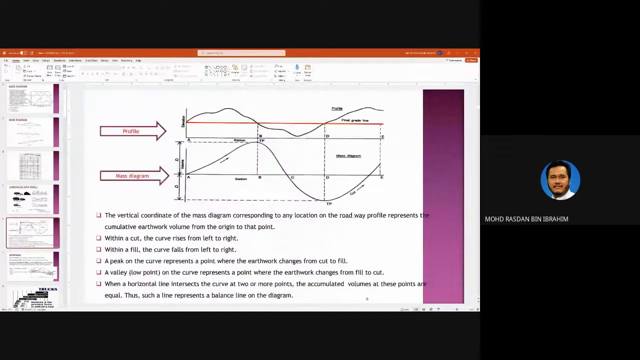So when you plot, this diagram here is your mesh diagram. This is your profile, meaning that this is the natural terrain, and the red line here is your finished grade.